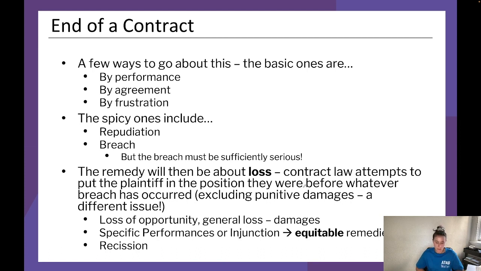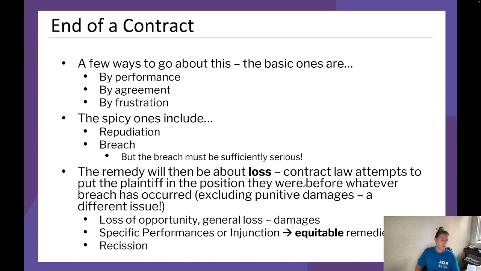So if it's, I made a contract for you to mow my lawn 4 times, and I've mowed it 5 times maybe? No, maybe not. 3 times, and I will come back in a month because I'm going on holidays. That's probably not a really serious breach of contract, unless it says in the contract you can't go on holidays or something like that. The remedy for contract law is about loss.